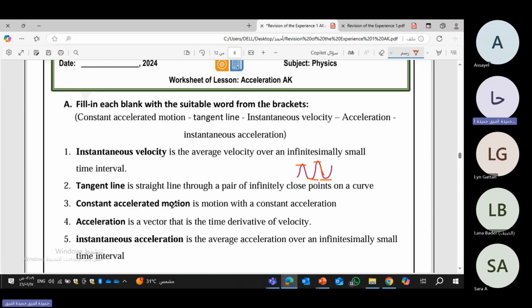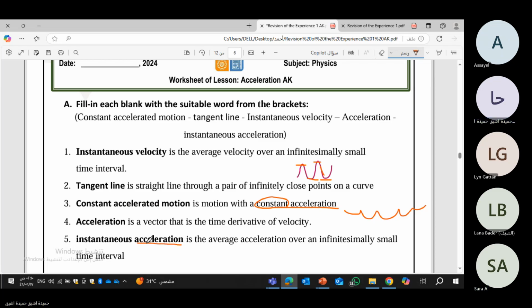Okay, constant acceleration. What is constant acceleration? From its name, constant accelerated motion means its acceleration is constant, and at each time it is increasing by 2 meters per second squared, for example. And acceleration is what? It is the time derivative of velocity. It means velocity over time. Instantaneous acceleration.